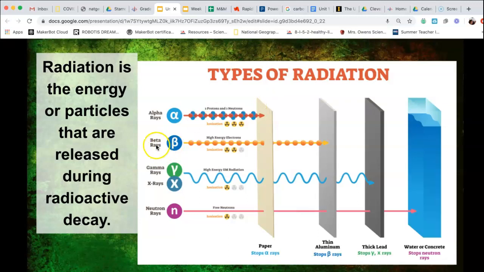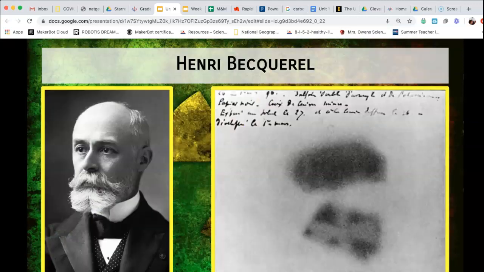Same thing with beta rays, except beta can pass through paper, but will be stopped by thin aluminum sheets. And gamma radiation can pass through paper and thin aluminum, but will be stopped by lead. So that's why a lot of materials that release ionizing radiation are going to be contained in lead containers, just as a protective coating.